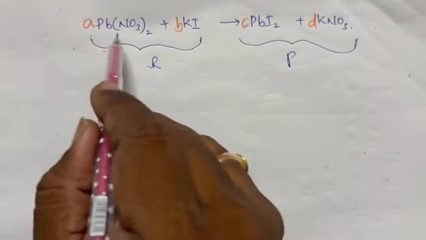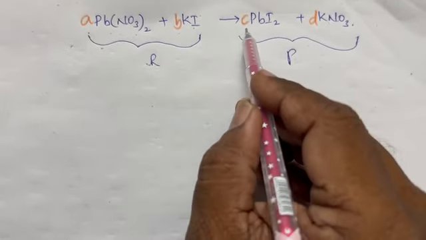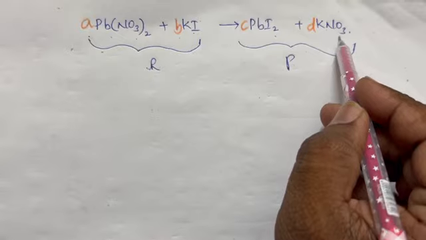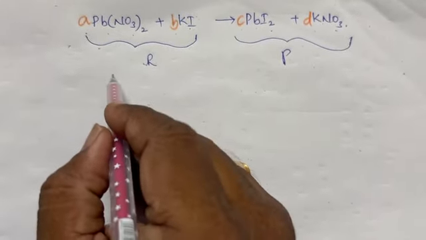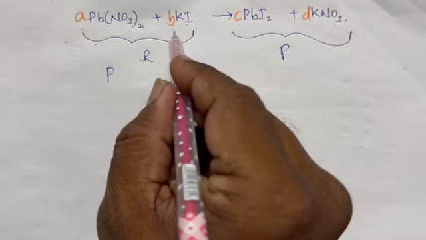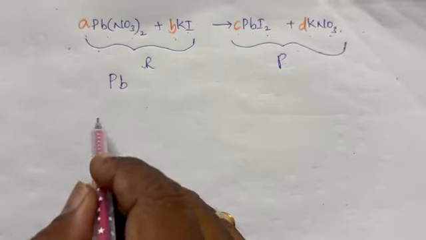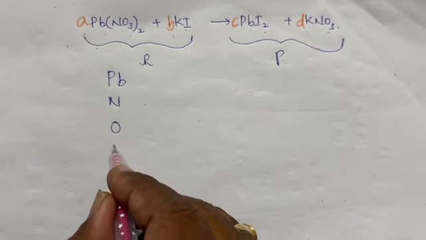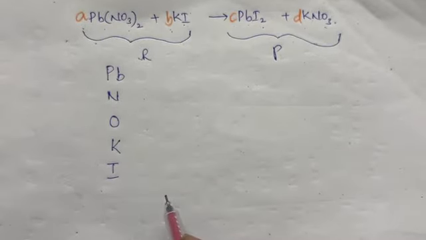coefficient A for lead nitrate, B for potassium iodide, C for lead iodide and D for potassium nitrate. Taking these coefficients, we need to first start with how many elements are there in the reactant side, and the same elements will be in the product side. So lead is one element, nitrogen is another element, oxygen is another element, as well as potassium is another element, and iodine is another element.